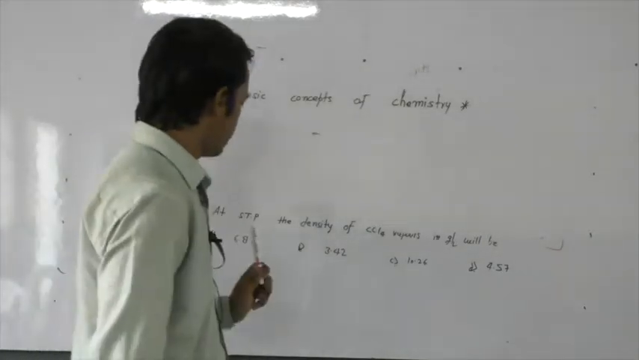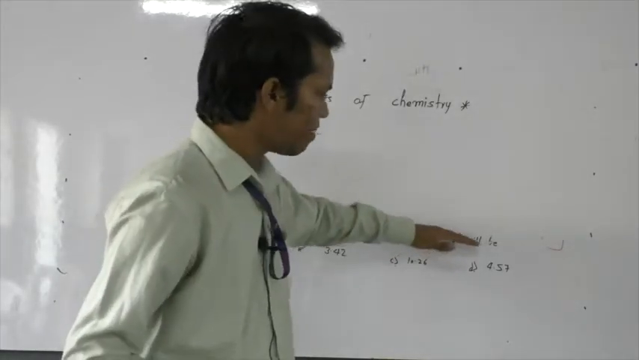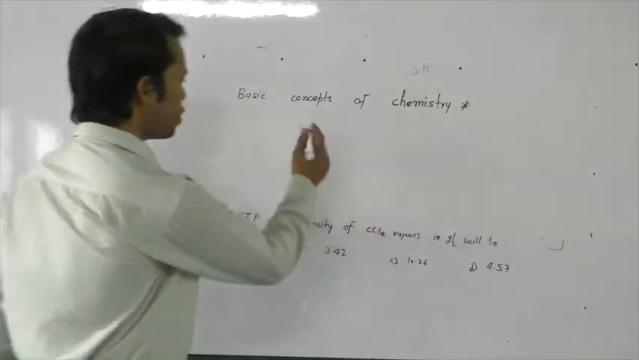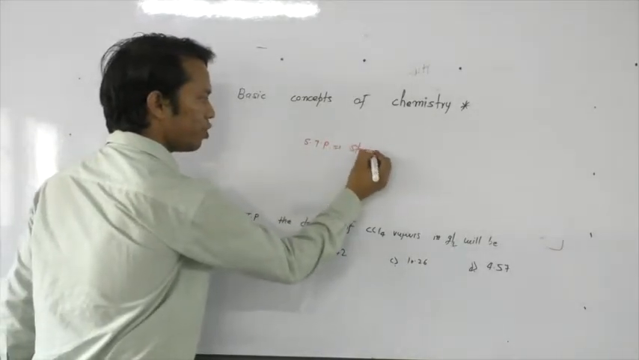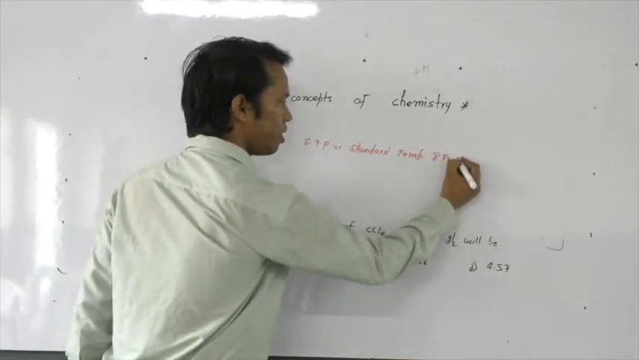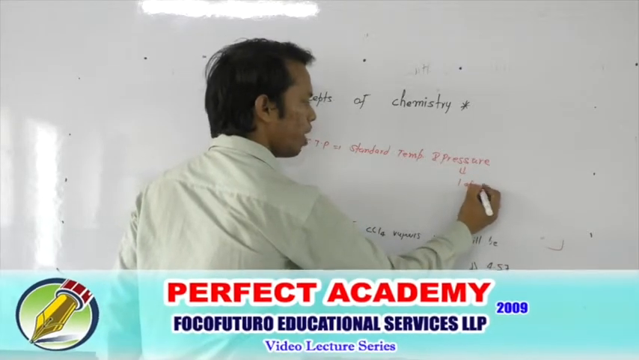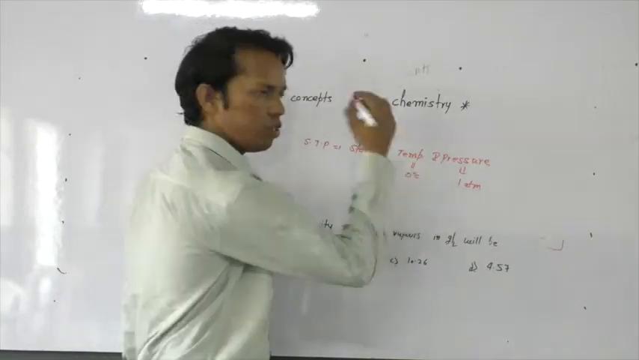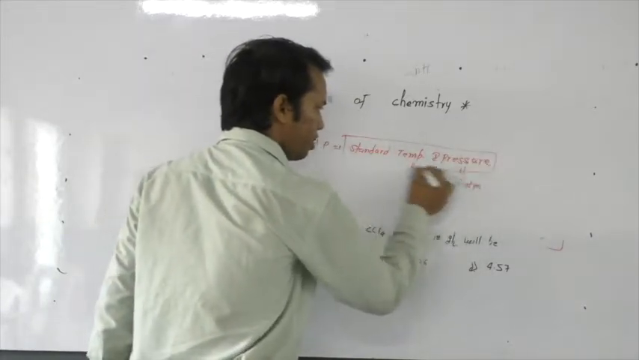Okay, now let's discuss this question. At STP, the density of CCl4 vapors in gram per liter will be. So first thing you should know is what is STP. STP is standard temperature and pressure. Standard pressure is 1 atm, 1 atmospheric pressure, and standard temperature is 0 degrees Celsius. Correct? Now, this is standard temperature and pressure.